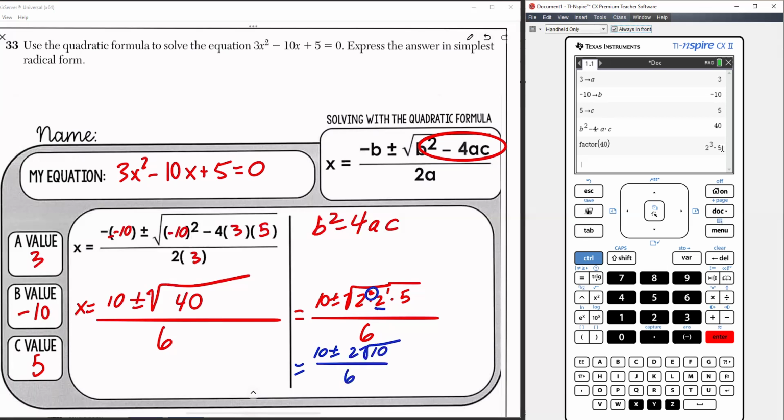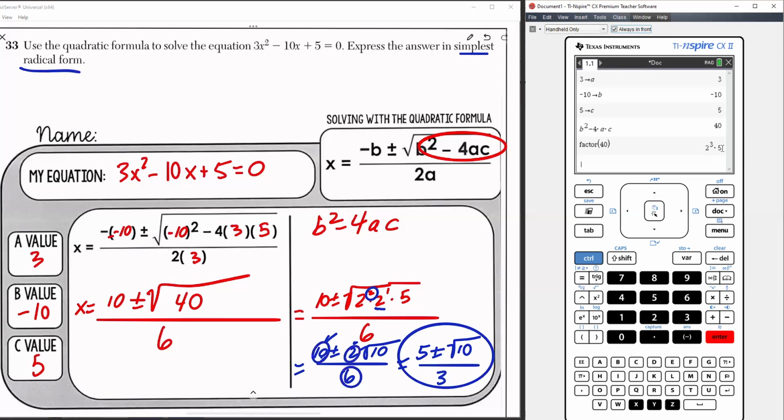Now we're almost done. The only thing that you got to recognize is that all of these numbers, the 10, the 2, and the 6, they all have a factor of 2. So we can factor a 2 out of all of them, and we'll be left with 5 plus or minus. 2 divided by 2 is just 1, so it'll be the square root of 10, over 3. This is our answer. The radical is simplified, and the fraction is simplified.